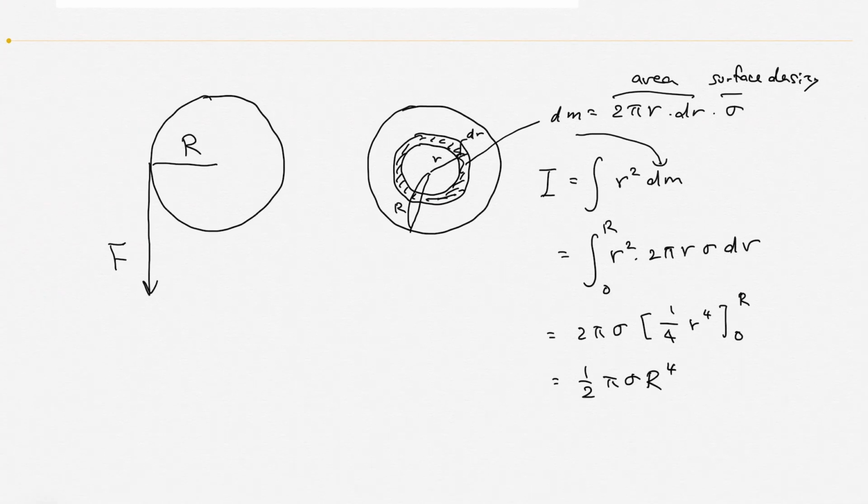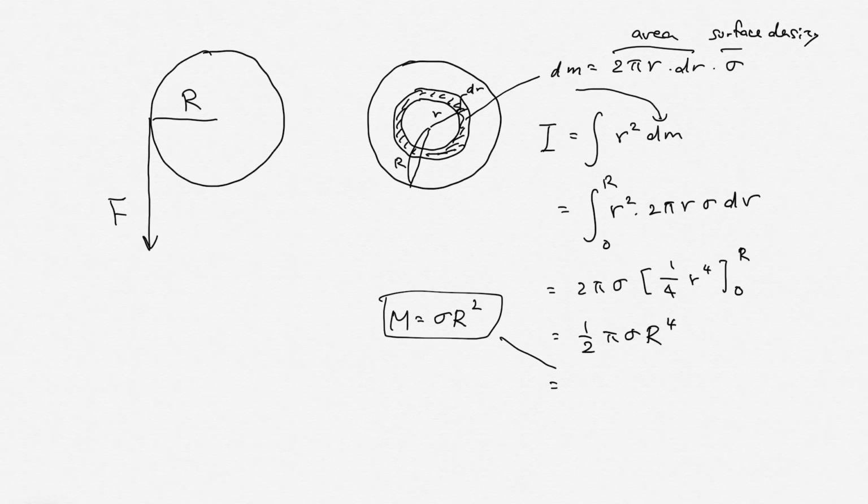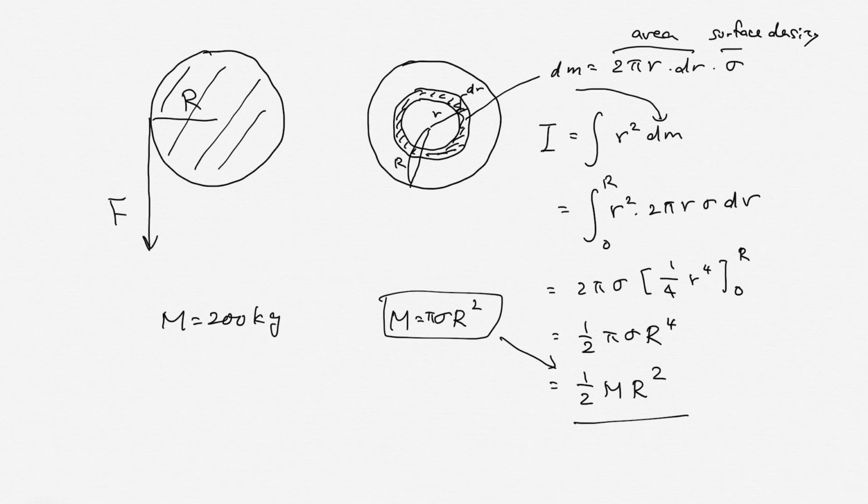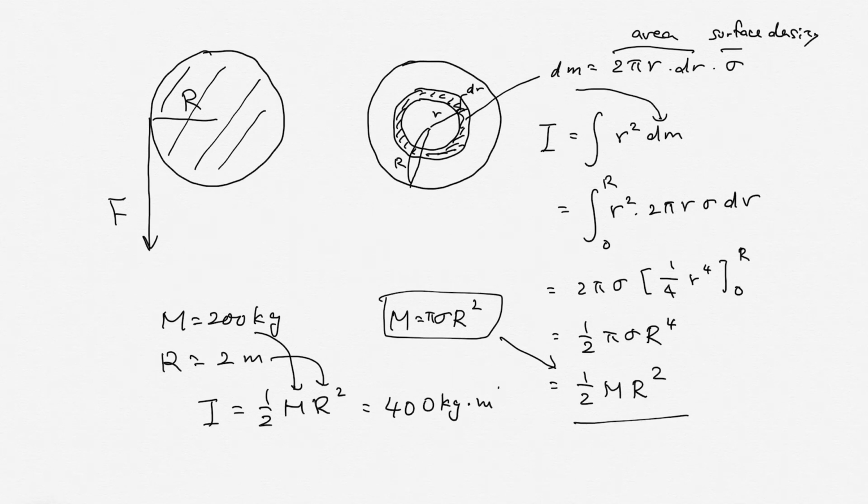The total mass of the disk is given by sigma pi R squared. So if you use these expressions here, then it becomes 1 over 2 M R squared. This is the moment of inertia of the disk. In this question, the merry-go-round has a mass of 200 kilograms and the radius is 2 meters. Then you can find the moment of inertia of the disk, 1 over 2 M R squared. You can substitute here and here, and it becomes 400 kilogram square meters. This is the moment of inertia of the merry-go-round.